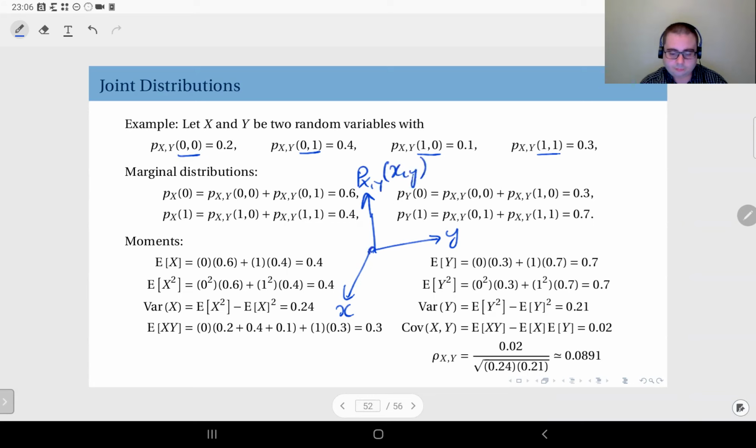At (0, 0), you have 0.2, so this is 0.2. At (0, 1), so x is 0, y is 1, this here is 0.4. At (1, 0), this is 0.1, and (1, 1), this is 0.3. So this is my PMF, the joint PMF.